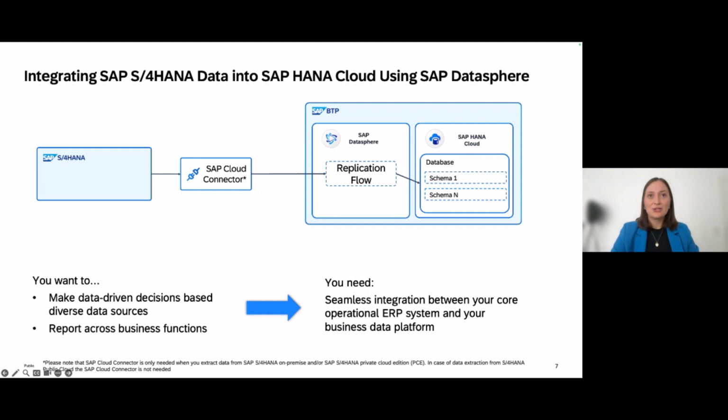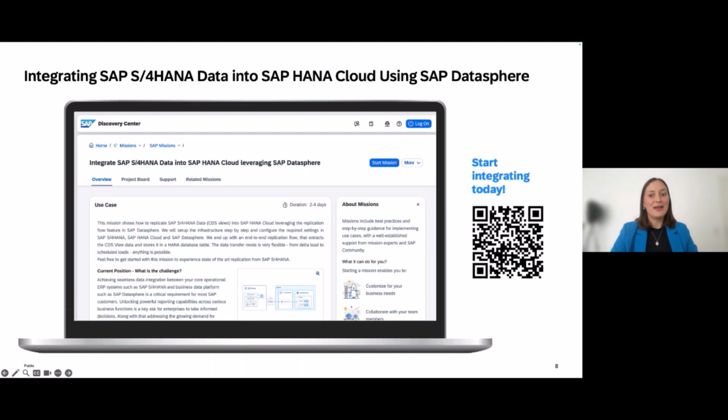Please note, as shown in the picture on the top of the slide, the Cloud Connector is only needed if you're using S/4HANA on-premise or S/4HANA Private Cloud Edition. If you're using the Public Cloud Edition, you don't need the Cloud Connector. So if this made you curious, I can definitely recommend checking out our Discovery Center mission, where you can set up your replication flow step by step. So definitely start your integration today and make data-driven decisions in your business context easier than ever before.